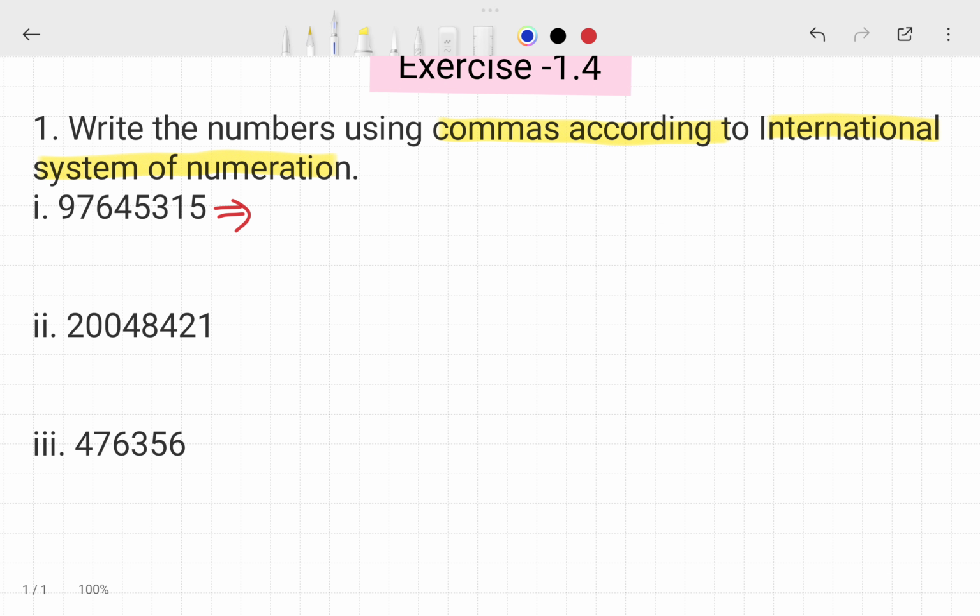It's very simple. First write the number like this: after 3 digits, put a comma; after the next 3 digits, put a comma; and so on. Here this is 3 digits, put a comma, this is also 3, put a comma. But don't put a comma at the end. In any number system, whenever you reach the last group of 3, you cannot put a comma after it.